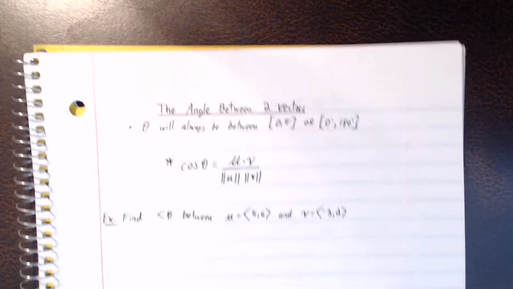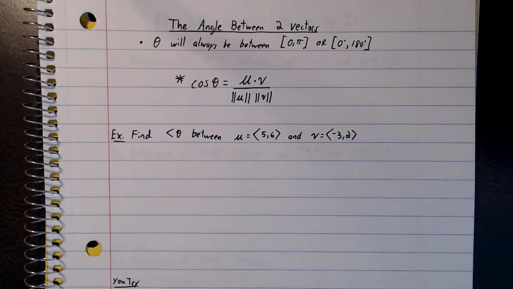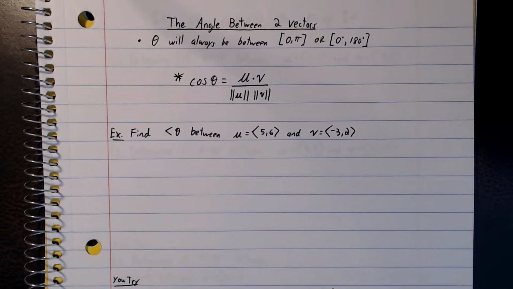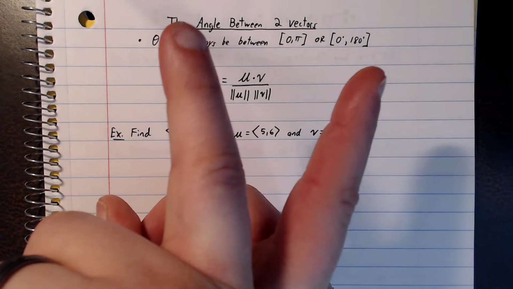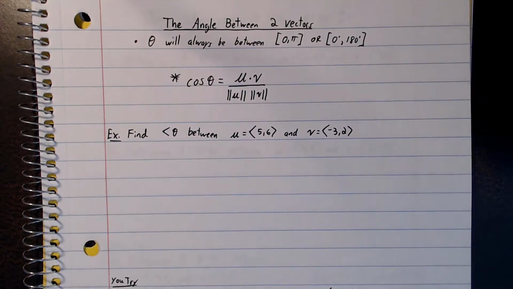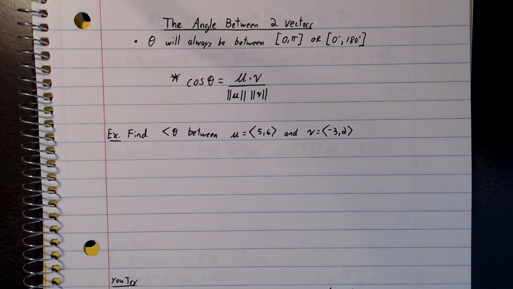Here's something that we can do with dot product. Okay, the angle between two vectors. Right, so imagine that you have one vector going this way and another vector going here. We want to figure out the angle between the two. That's what we're looking for. So this involves a little bit of trig, which is nice because this is a trig unit. So let's check out how it works.